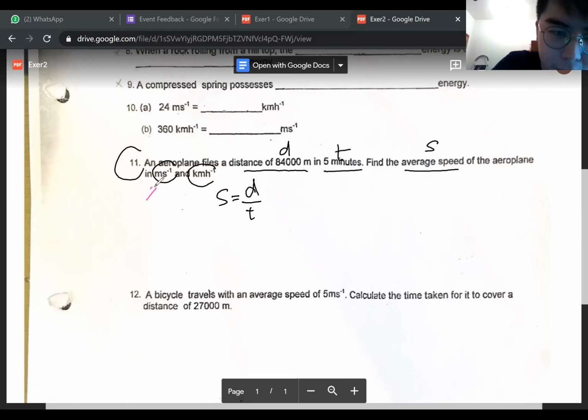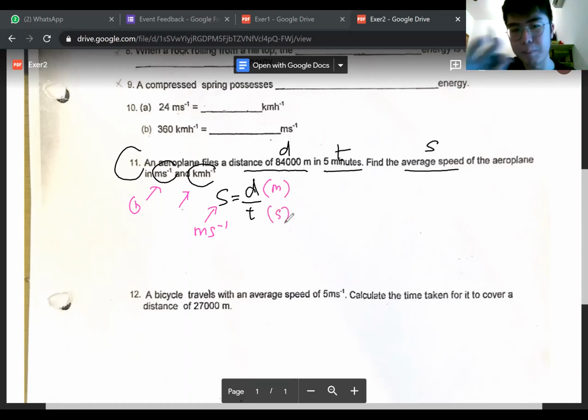and kilometer per hour. Okay, let's do one by one. We'll do the first one, meter per second first. Now, if the final unit of your speed is meter per second, what should be the unit for your distance and time? Remember, I said both sides of the unit should be balanced, should be the same. Meaning that if you have meter per second on the left-hand side, then on the right-hand side, your distance should be meter and your time should be second, so that it balances out.